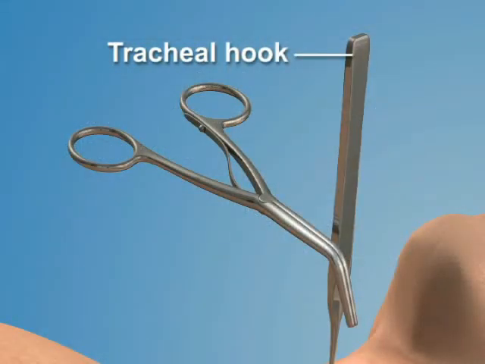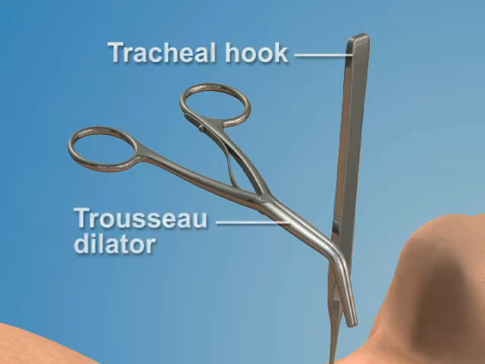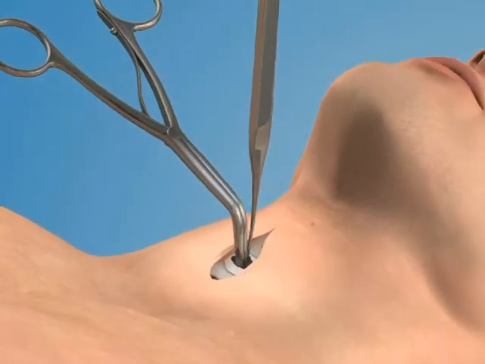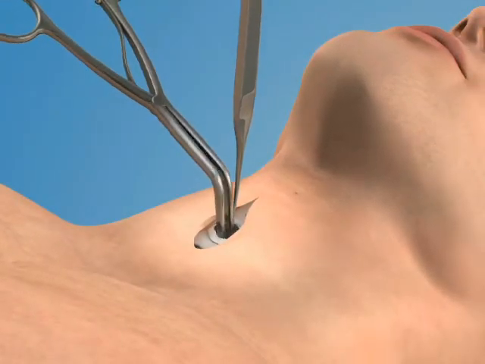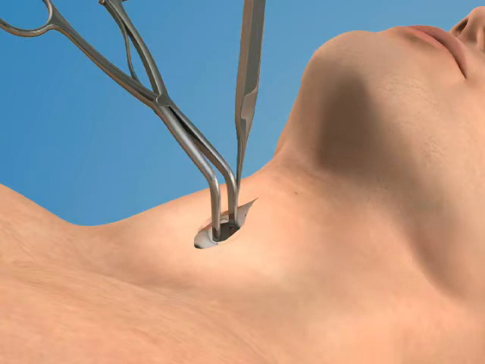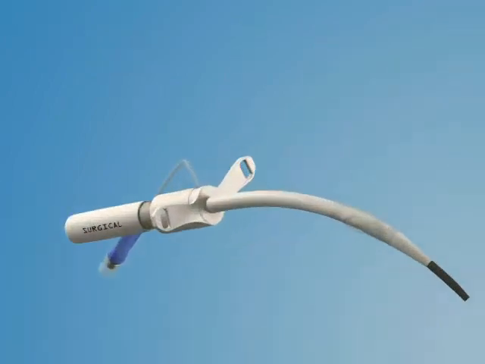While holding the hook with your non-dominant hand, use your dominant hand to place the trousseau dilator into the trachea. Spread the blades open to dilate the opening in a vertical direction. You are now ready to insert the airway into the trachea.